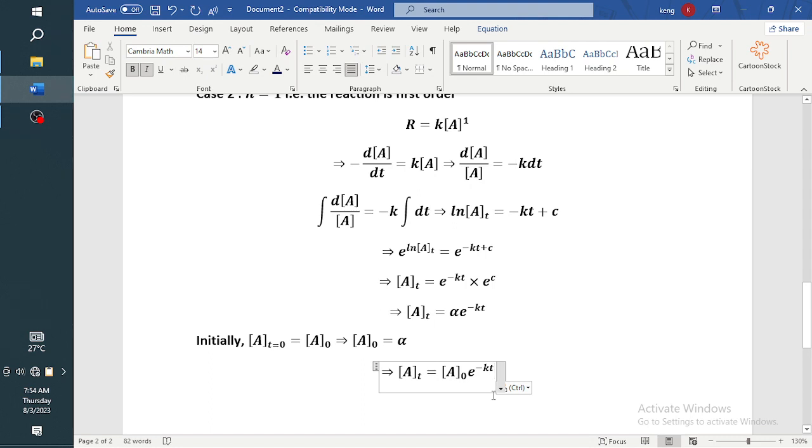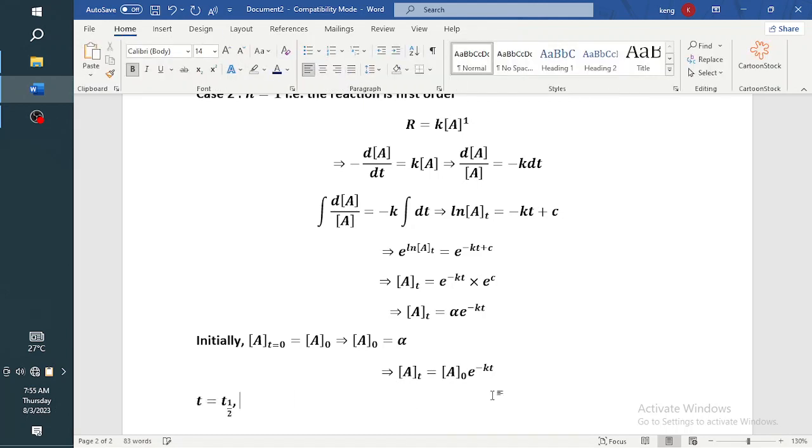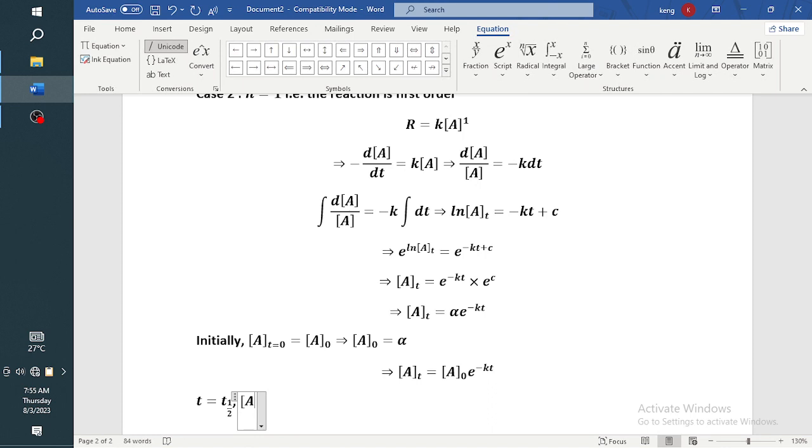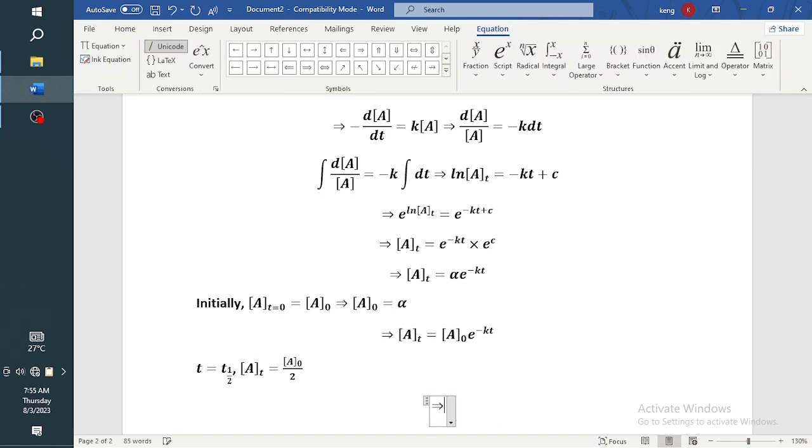Now, how then can we find k? We are going to introduce what we call the half-life. That's the half-life, the time taken for the initial concentration to decrease to half of its original value. So when t is equal to t half, the concentration will be equal to the initial concentration divided by 2. Now, what does this mean? It means that from there we can get the value of k.